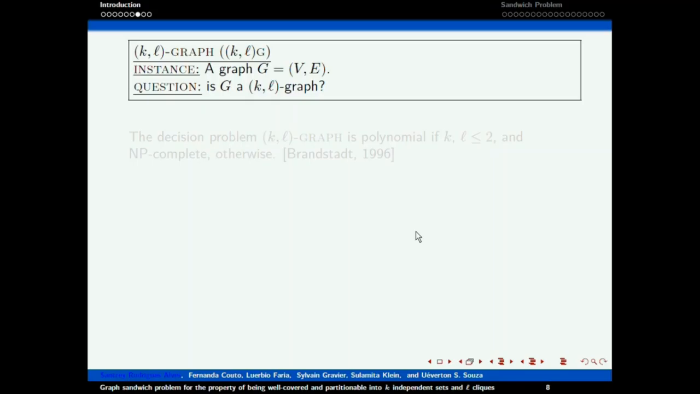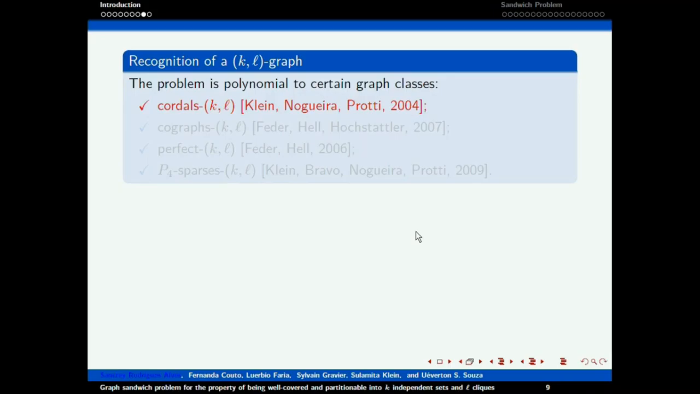The problem was proposed by Brandstädt in 1996, who proved that the problem is polynomial if K and L are less or equal to 2 and NP-complete otherwise. However, the problem is polynomial for certain graph classes: chordals, cographs, perfect, and P4 sparses.